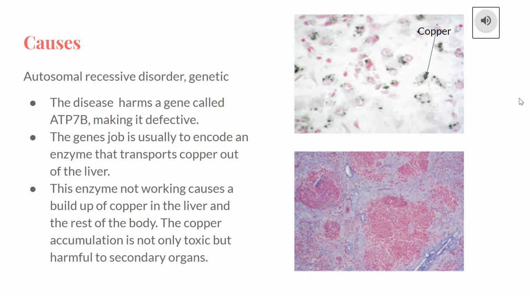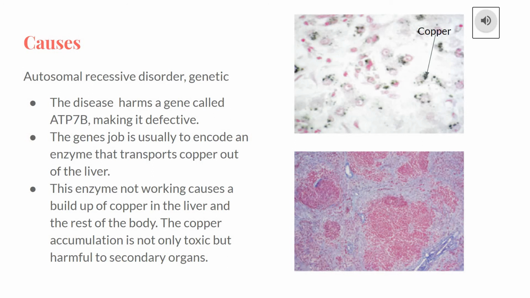Wilson's disease is an autosomal recessive disorder, meaning it's genetic or passed down from parents to children. The disease harms a gene called ATP7B. It makes this gene defective. Usually, this gene would be used to encode an enzyme that transports copper out of the liver. But since this enzyme isn't working, the copper will build up in the liver and move around the rest of the body. It's really toxic, and it can also harm our secondary organs.